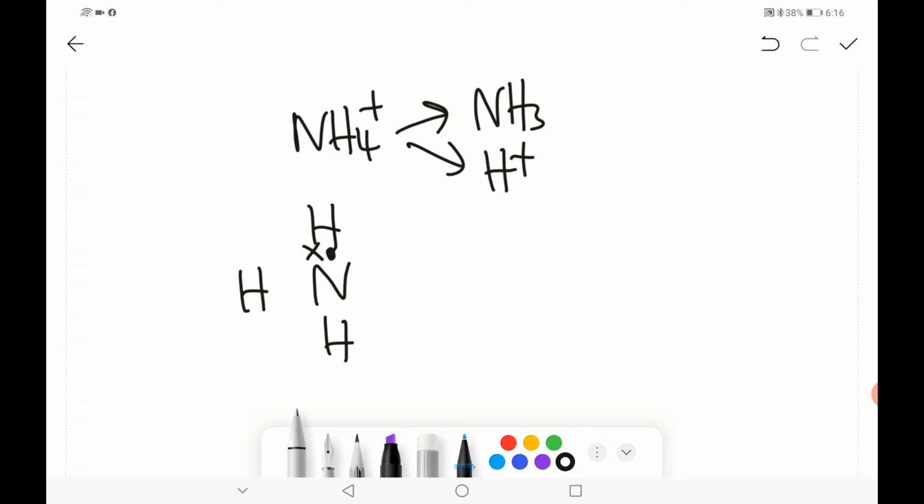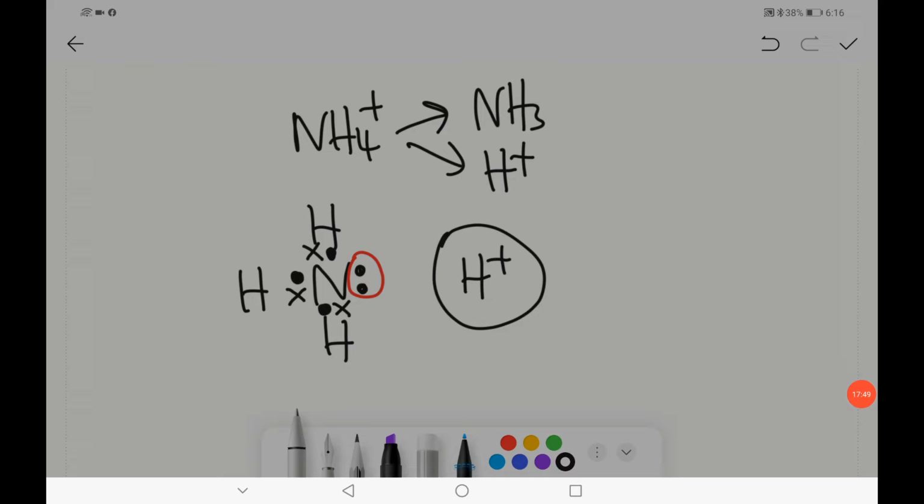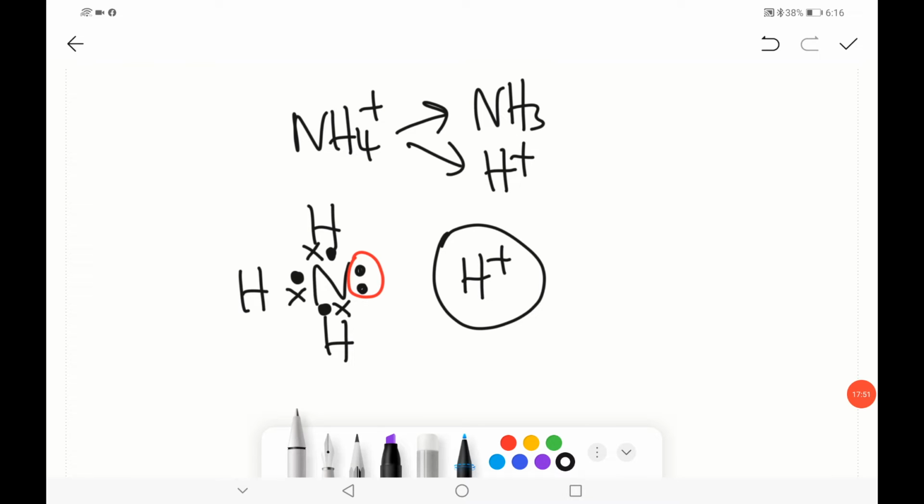Hydrogen shares 1, nitrogen shares 1, hydrogen shares 1, nitrogen shares 1, hydrogen shares 1. Nitrogen has 5 valence electrons. After you share 3, you still have 2 more, so nitrogen has 1 extra pair of electrons. Then H plus has no electron at all.